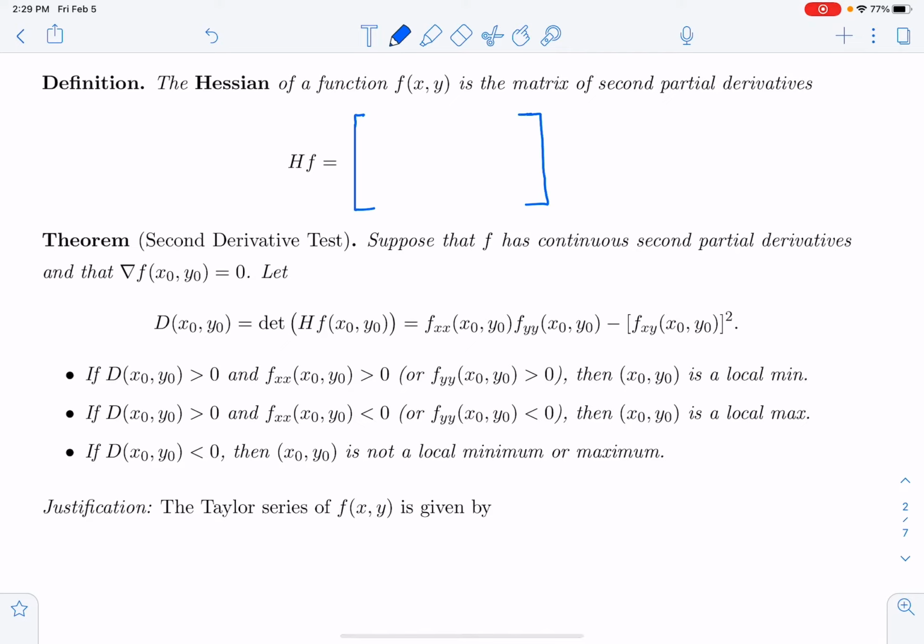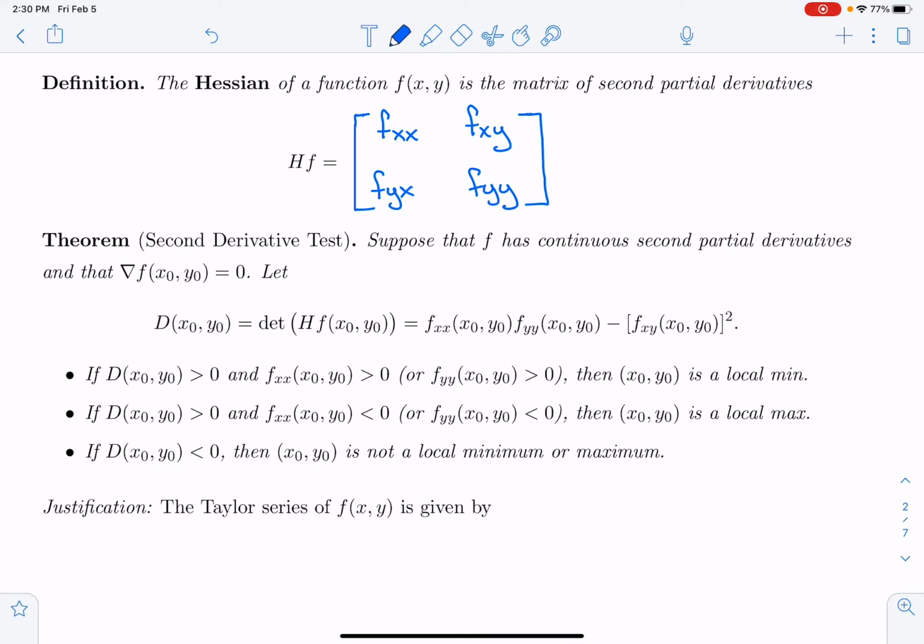Okay? So the Hessian matrix is a matrix whose first component is the second derivative of f with respect to x. The next component is the mixed partial, the derivative of f with respect to x, then y. Then the other mixed partial, the derivative of f with respect to y, then x. Of course, the mixed partials are going to be equal if we have a function that has continuous second partial derivatives. And then the final component is the second derivative of f with respect to y.